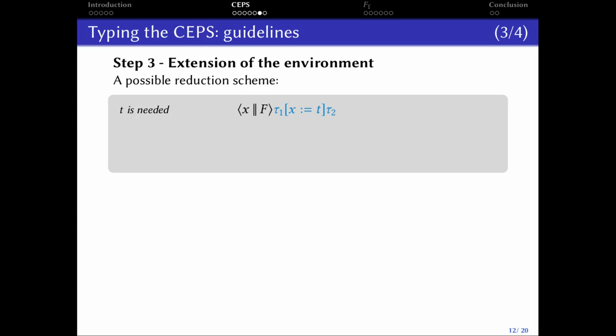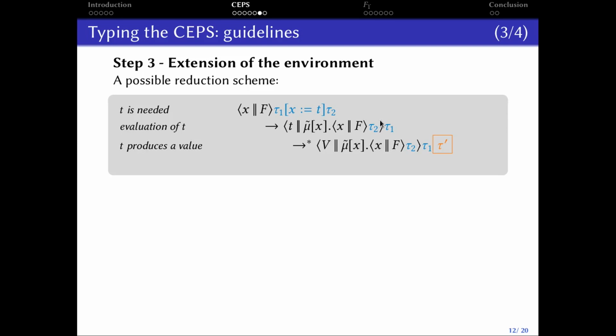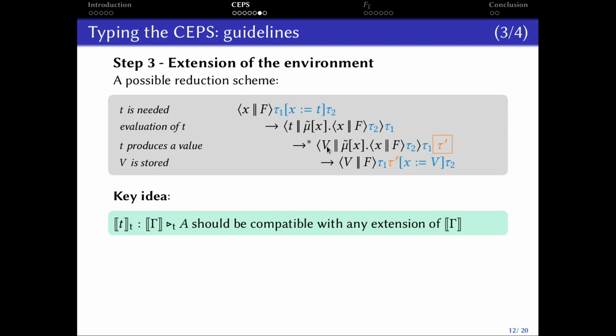Indeed, look at this possible reduction scheme. So assume that we have a computation in which we need the value for x, and x has been linked to t in the environment. What do we do? We freeze the computation for the moment, then compute the value of t in the prefix of the store, because the store has been split into 2 parts. Then t is eventually going to produce a value, and if it does, we put it back into the store. But while it was computing, t may have been adding some new elements to the store, so in the end we get a store that has been extended.